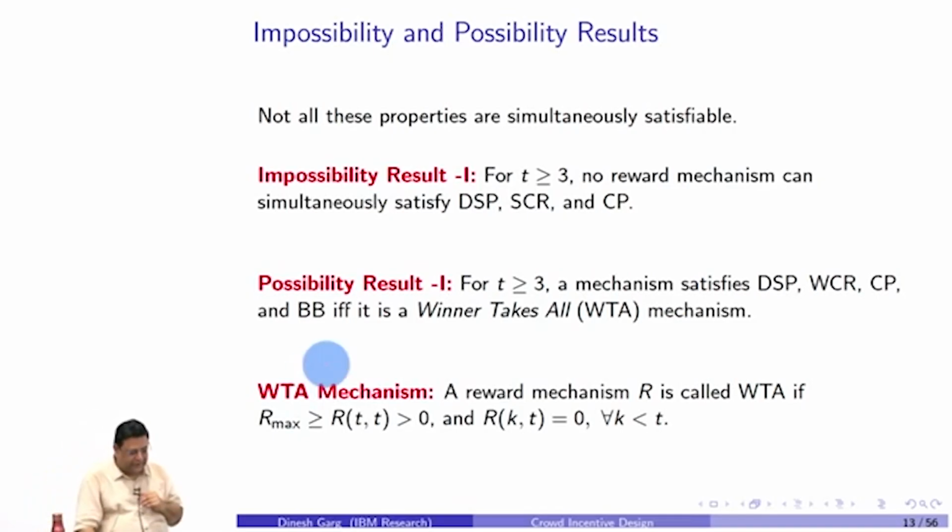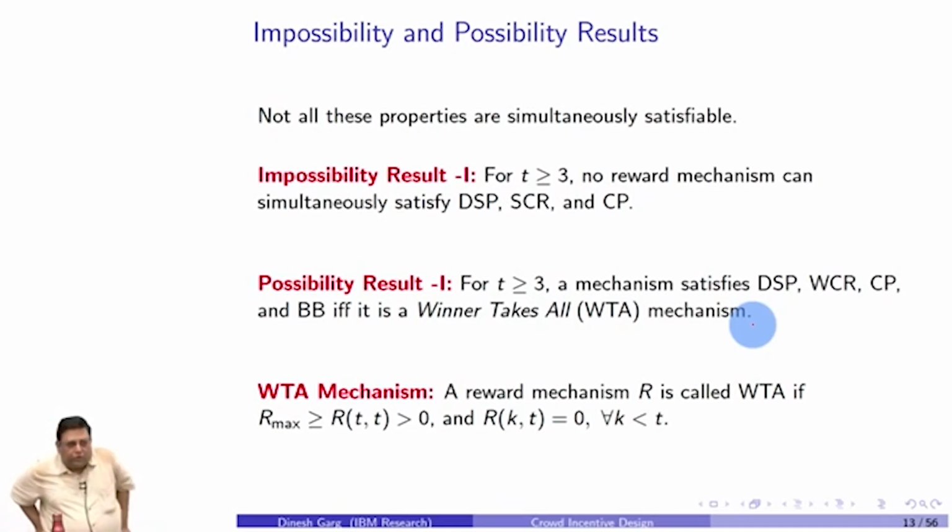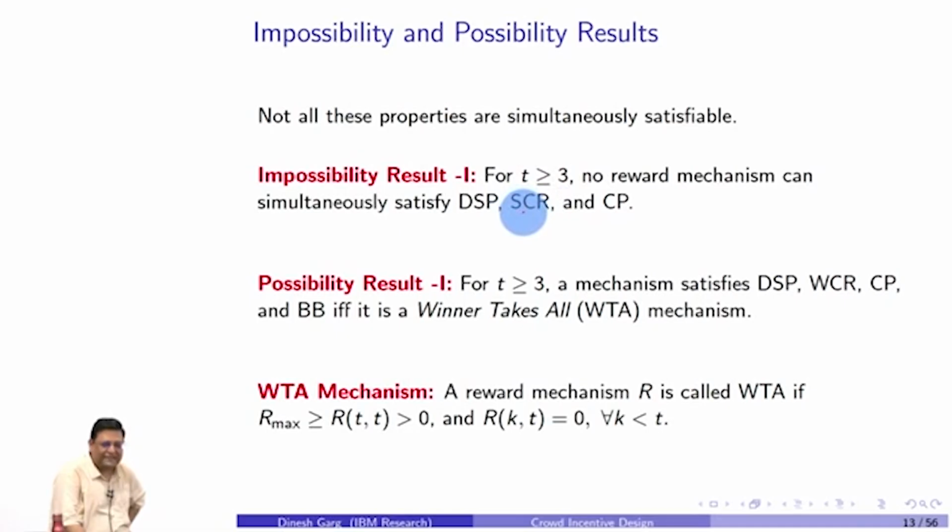What it says is that for t greater than or equal to 3, a mechanism satisfies downward Sybil proofness, and I am just weakening this condition, instead of strict contribution rationality we make it weak contribution rationality, and collapse proofness and budget balance, if and only if it is a winner takes all mechanism. So, there is only one scheme, called winner takes all. That scheme can give you all these properties, with a slightly weakened version of SCR called WCR. So, what is the winner takes all mechanism? This is a very silly mechanism.